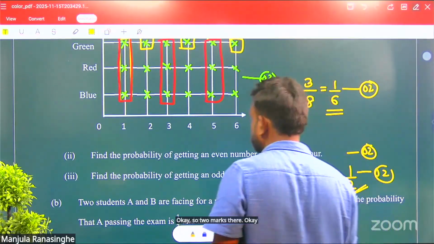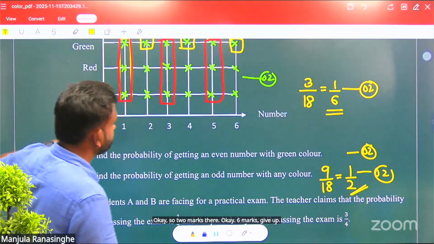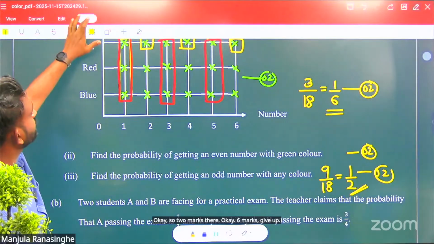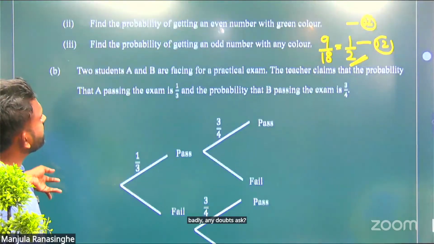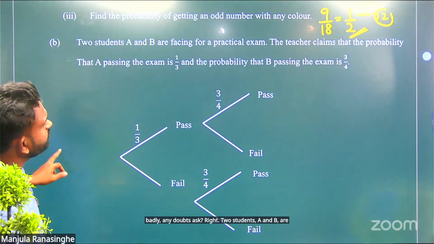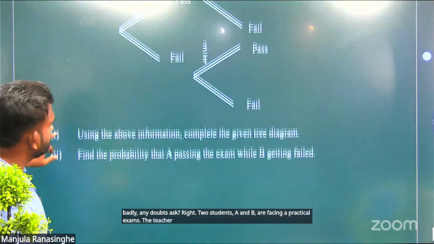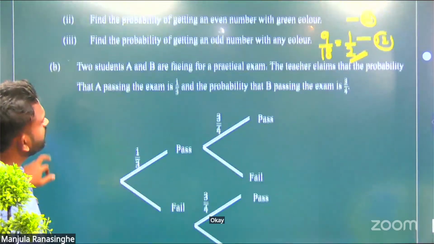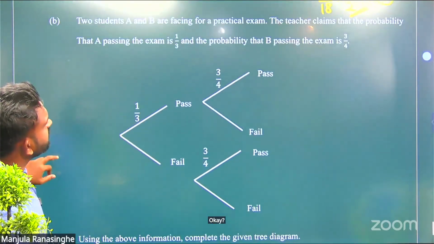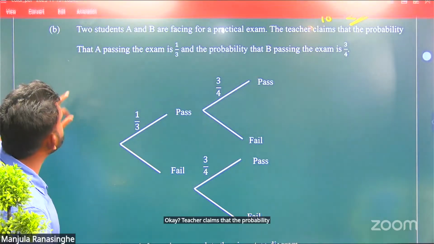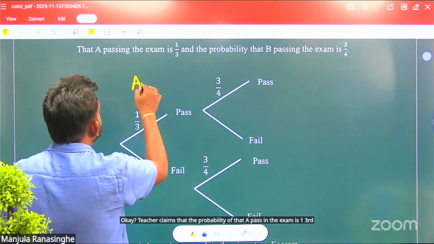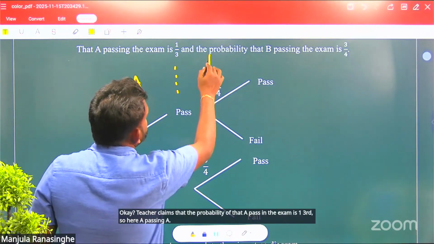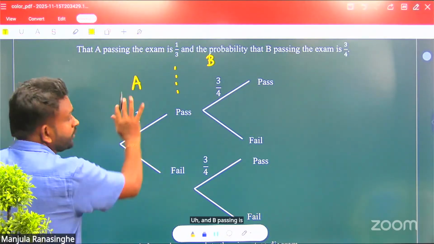Okay, 6 marks given. Any doubts? Ask. Right. Two students A and B are facing a practical exam. The teacher claims that the probability of A passing the exam is 1/3. So here A passing, and B passing is here. A, B, you have to name.